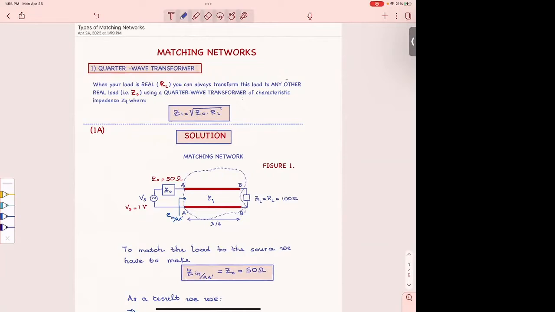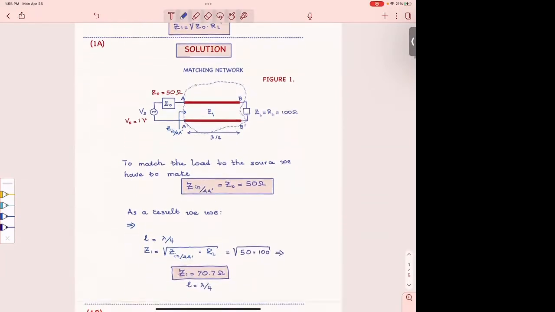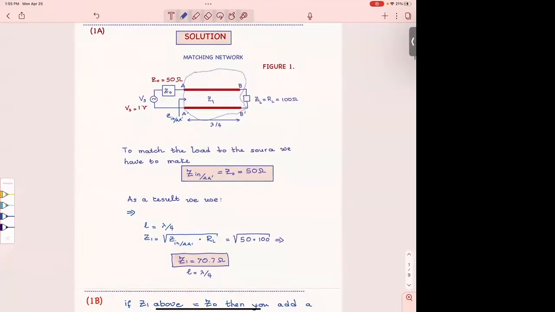Now, here is an example. Let's assume that we have a real load of 100 ohms, and we want to connect this through a section of a line. We have not given restrictions on the length or the characteristic impedance. And we want to connect this to a source that has an internal impedance Z naught of 50 ohms.